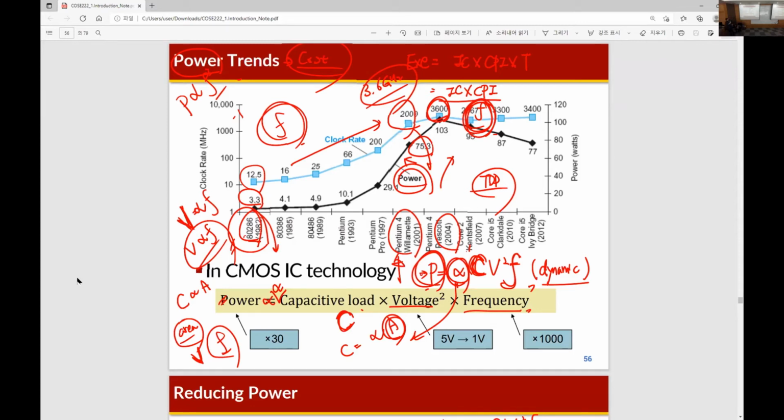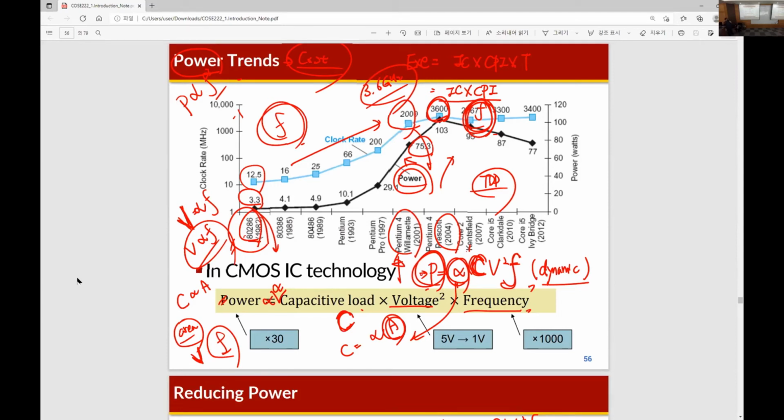In the previous class, we learned about the power consumption of computer systems. So this is the equation of the dynamic power. Actually, there are two kinds of power consumption in computer systems: dynamic power and static power. Dynamic power means that the computer consumes electric power while the computer is working. And what is the static power? Even though the computer is not working, the power is consumed.